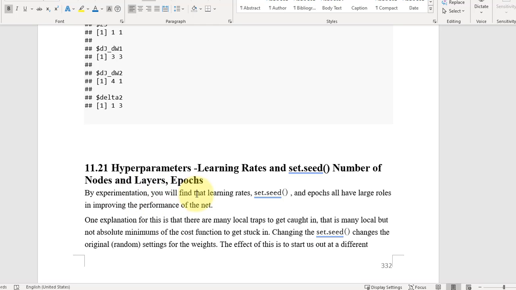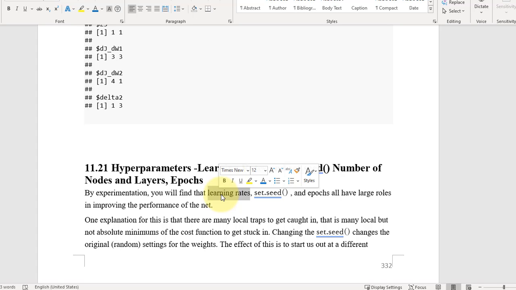So let's just read through this. By experimentation, we'll see that learning rates, set seed, and epochs all have large roles in improving the performance of the net. Now, of course, the learning rate will have some role in whether you're finding a lower point. So normally you think that the larger the learning rate, the faster you would get to a low point in the cost curve. But we also said that if the learning rate is too large, you might overshoot the low point of the cost curve.